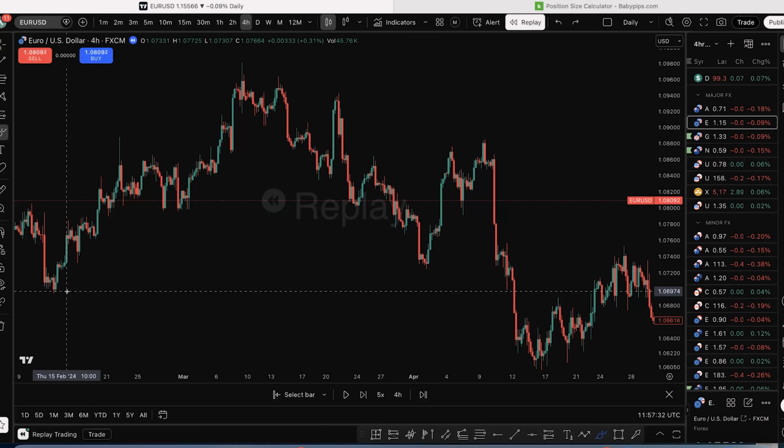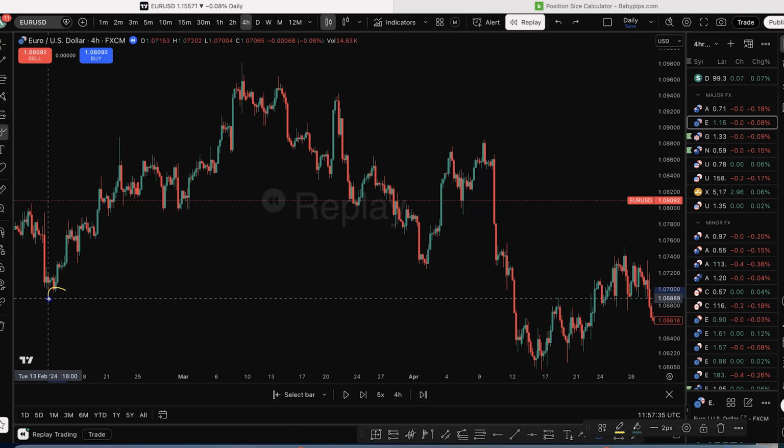Now that you understand the concept of market structure, let's look at a real chart example and map it out. So we have initially a low in this market.